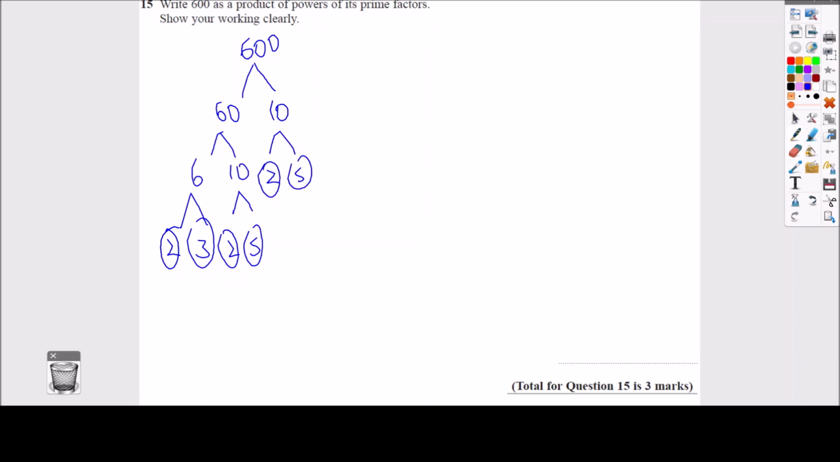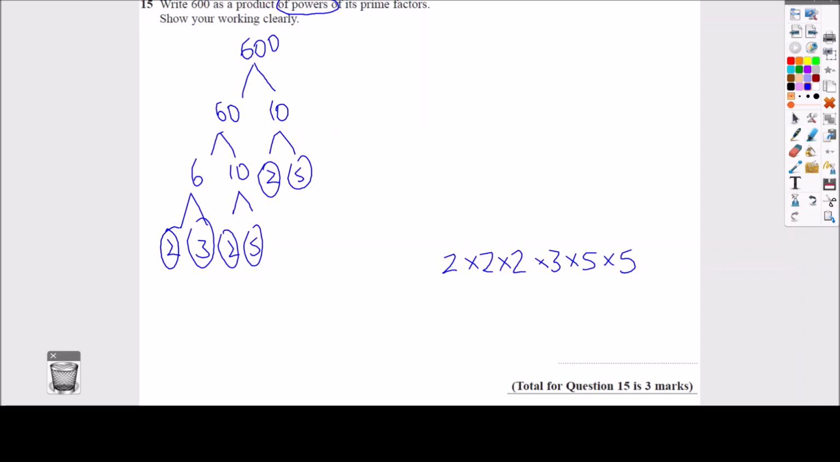So if the question just asked for product of prime factors on its own, I would write down 2 times 2 times 2 times 3 times 5 times 5. Okay, I'll just put them in numerical order, and don't forget to put in the multiplication signs. Now, as it says, write 600 as a product of powers of its prime factors, you do need to go and pop these in terms of powers.